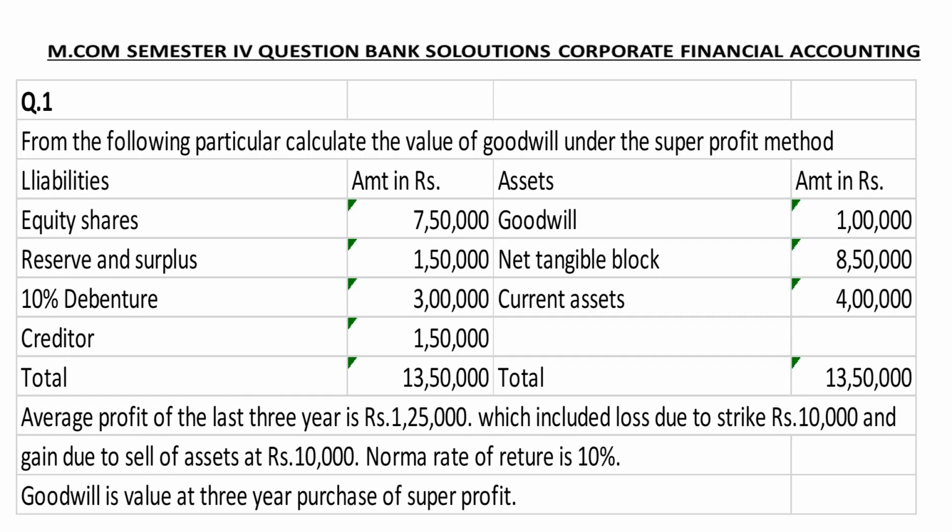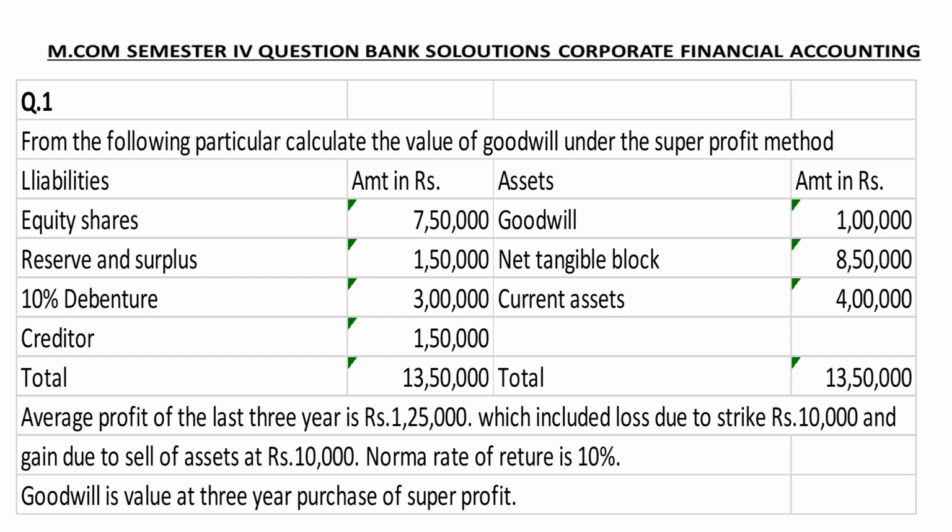So this is your problem sum. From the following particulars, calculate the value of goodwill under the super profit method. So we have to use the super profit method to calculate the value of goodwill. We have a liability side and an asset side. On the asset side, goodwill, net tangible block and current assets are given. On the liability side, we have equity share, reserves and surplus, 10% debenture, creditors and total.